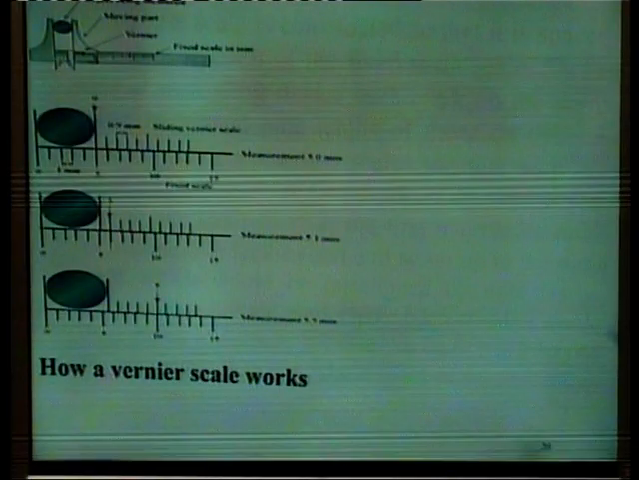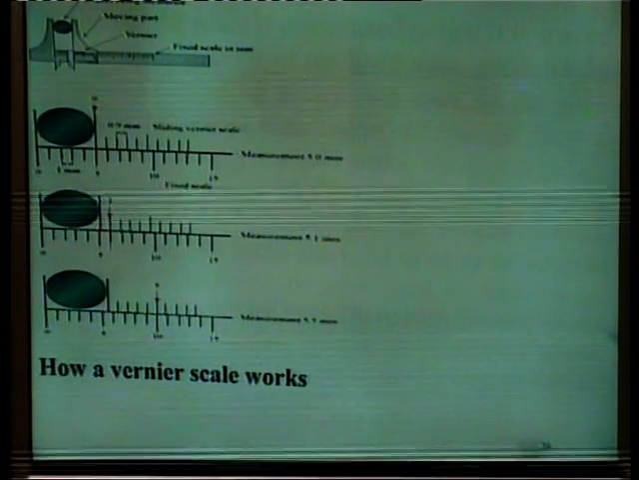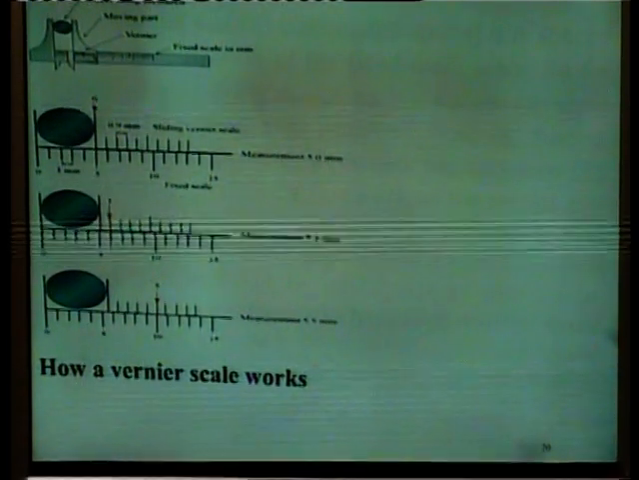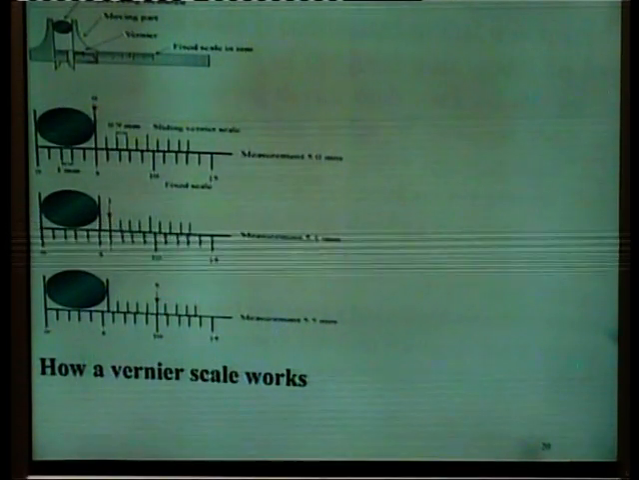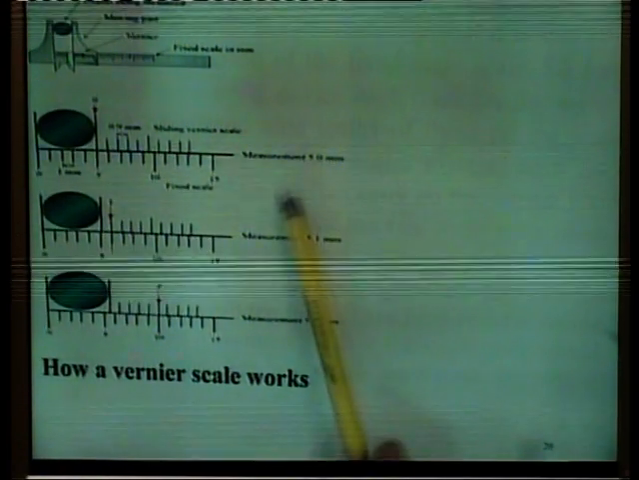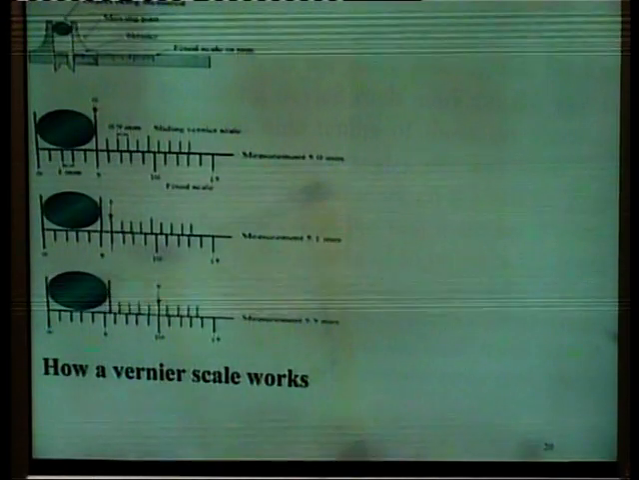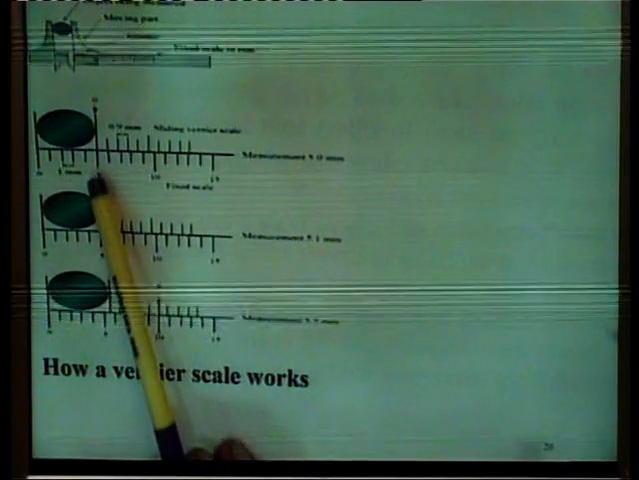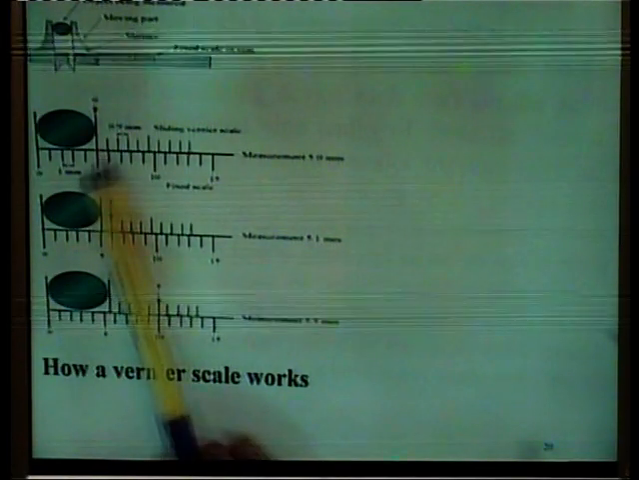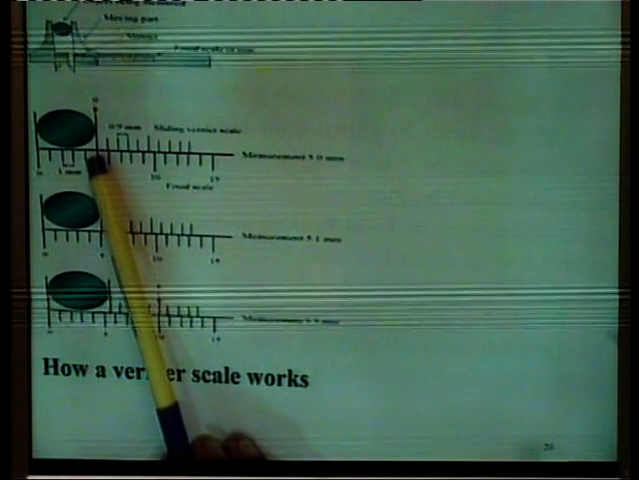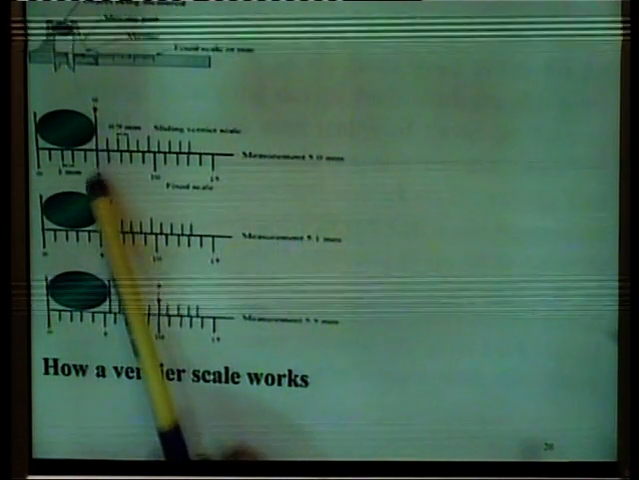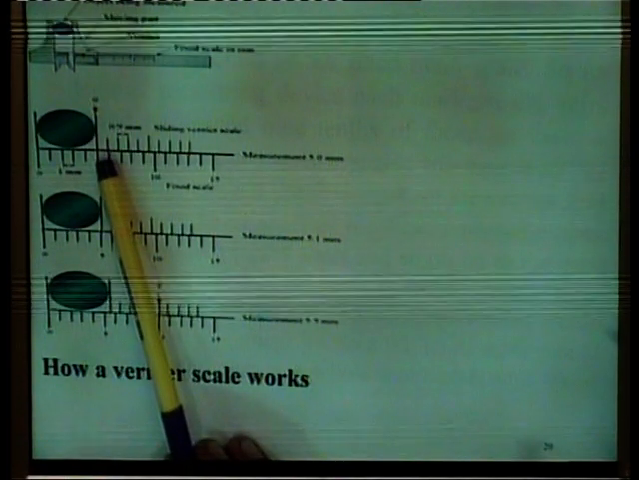So here is an example of an object being measured, showing how we can take various diameters and various readings of different objects. In the first measurement, the reading is 5 mm, as the 5 of the fixed scale coincides with the zero level on the vernier scale. So the reading comes out to be 5.0 mm.